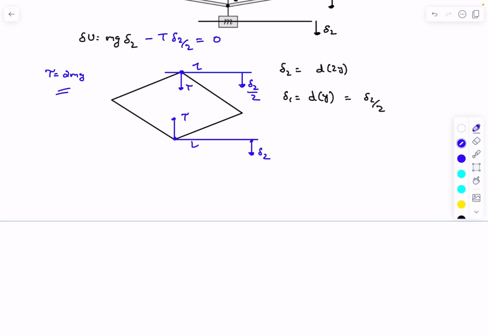So now some of you may have a question: as the string is inextensible, if this point is moving by delta 2 by 2 and this point is moving by delta 2, isn't the string extending in this case? And the answer is, guys, as the displacements that we are taking are infinitesimally small, it's as good as saying the string didn't even extend. For our analysis, we can just assume that the string length actually remained constant. So that's the answer to that.